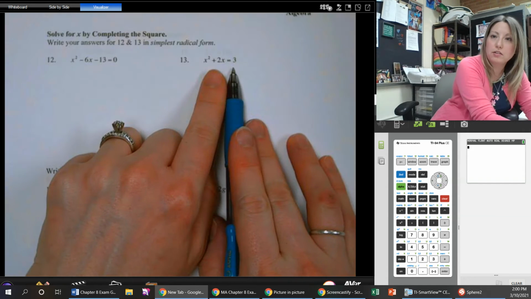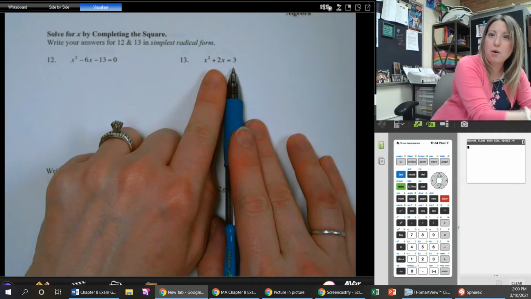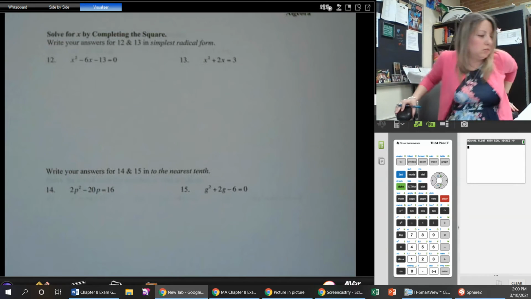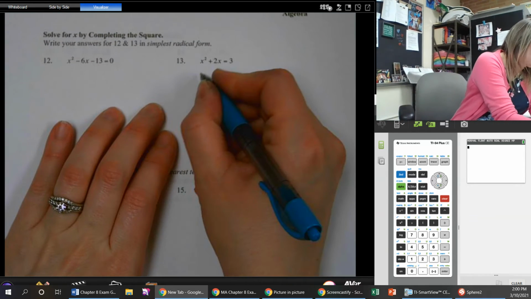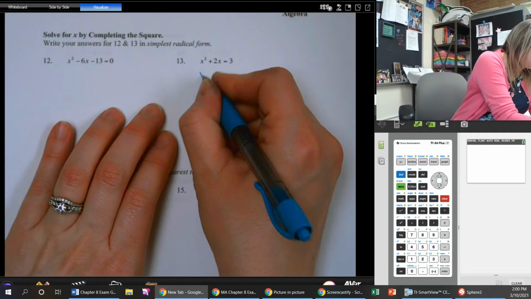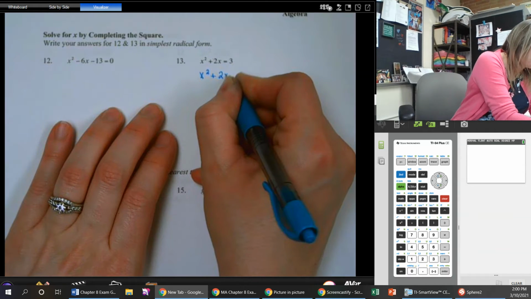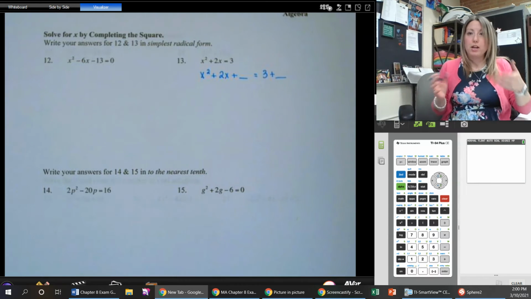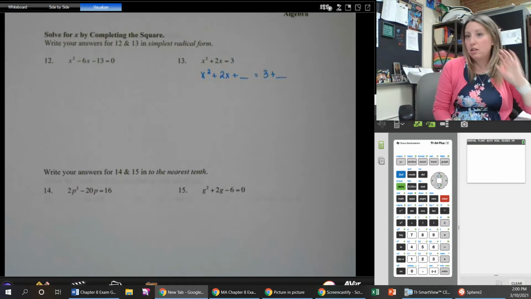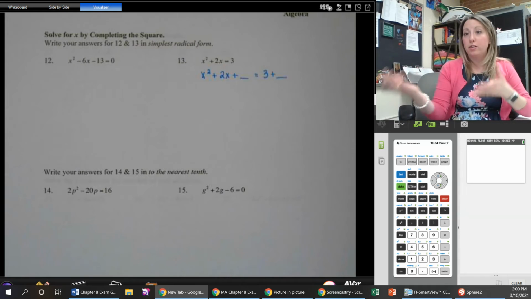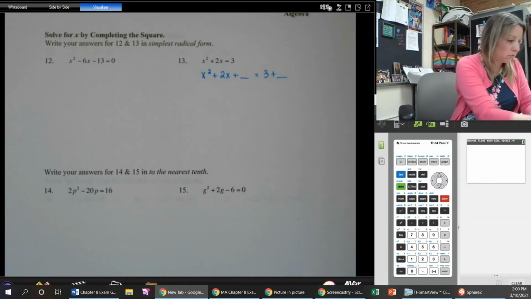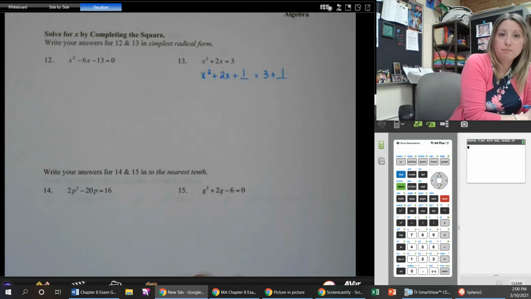Actually, this kind of starts nice because I want to just add a plus blank to both sides, right? So x squared plus 2x plus blank equals 3 plus blank. And again, that blank will always be positive, because even if you have a negative in the middle, when you square it, it's a positive thing that you're adding to both sides. 2 divided by 2 is 1. 1 squared is 1. 1 goes on the blanks.